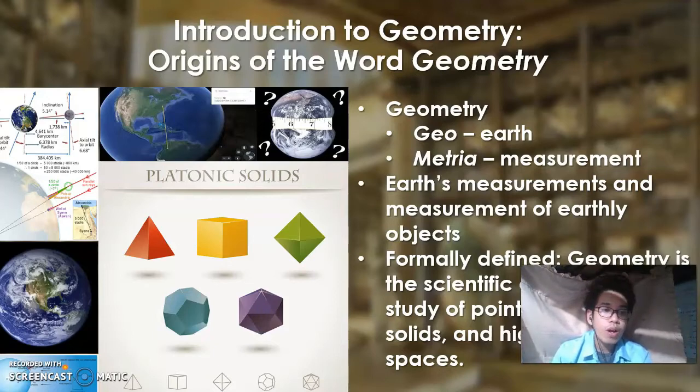Plato proposed that there were 5 essential solid figures: the tetrahedron, the hexahedron or the cube, the octahedron, the dodecahedron, and then the icosahedron. That's 4 faces, 6 faces, 8 faces, 12 faces, and 20 faces. Those were the 5 essential Platonic solids according to Plato, the great Greek philosopher and mathematician.